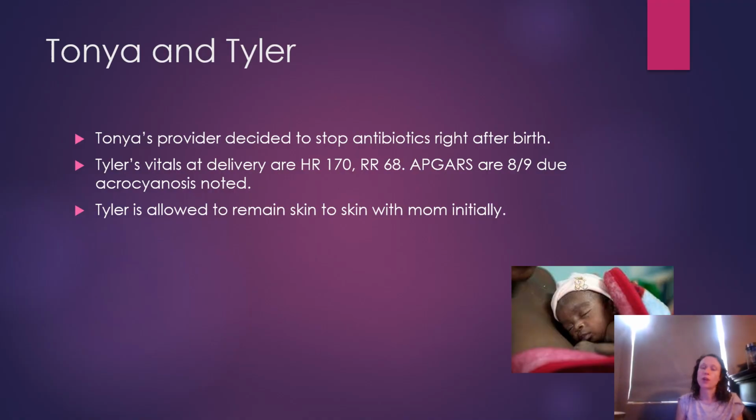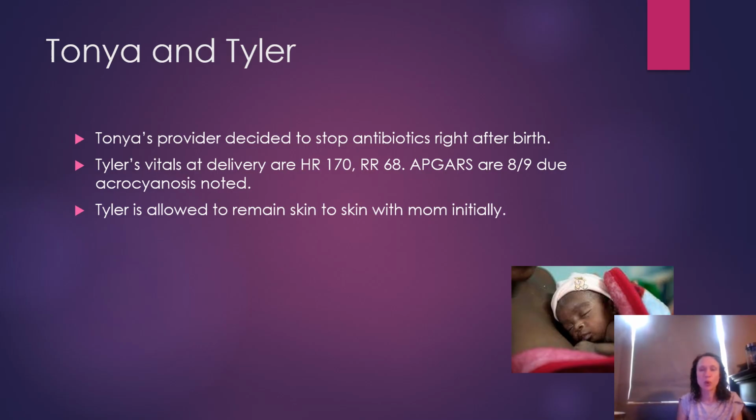Tyler's vitals at delivery are heart rate 170, respirations 68, APGARs are 8 and 9 due to acrocyanosis noted, so we're okay with acrocyanosis. Tyler's allowed to remain skin to skin with mom initially. So his heart rate's a little bit elevated, but sometimes in that transitional period, 170 can be totally normal. Some hospitals and some books even say up to 180. So 170, it's like borderline.